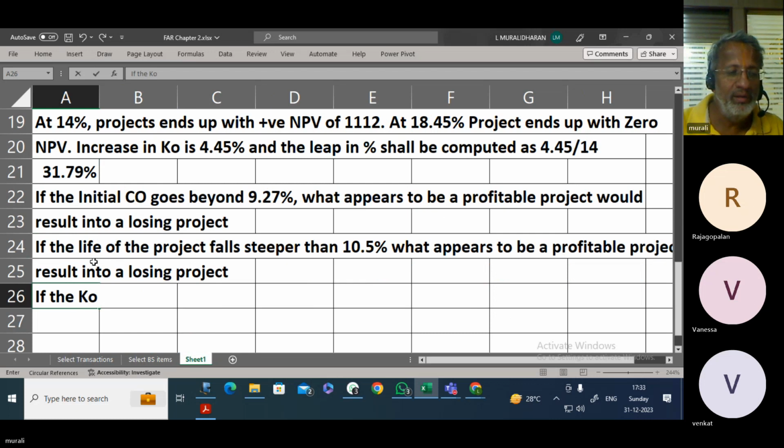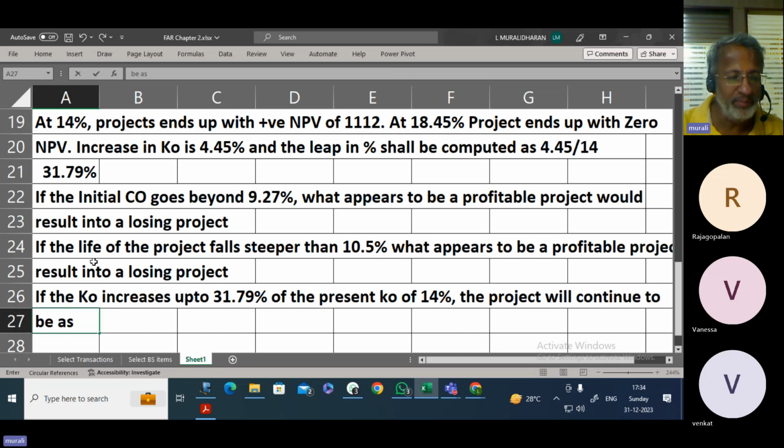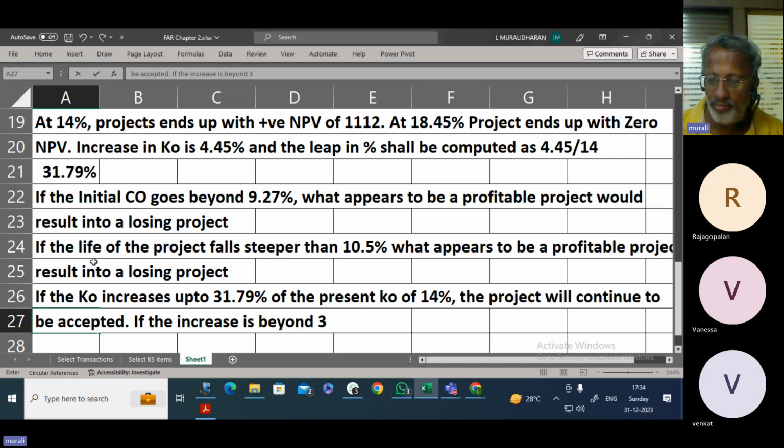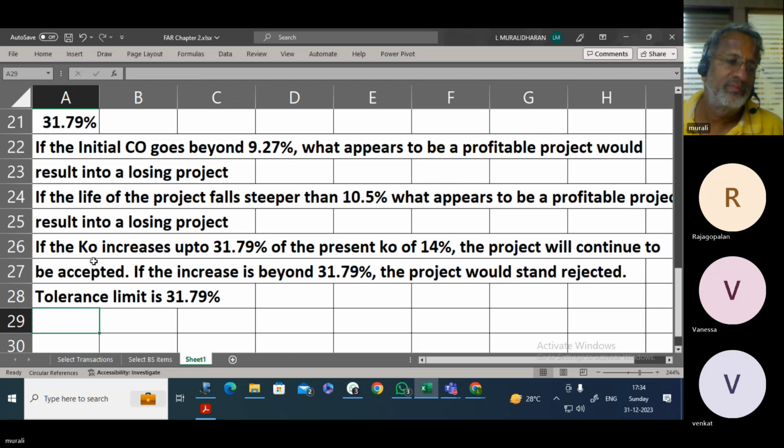So here, if the cost of capital increases up to 31.79% of the present Ko of 14%, the project will continue to be accepted. If the increase is beyond 31.79%, the project would stand rejected. Hence the tolerance limit is 31.79%. Correct? Are you understanding? Say yes or no. Vanessa, are you following? Yes, sir.